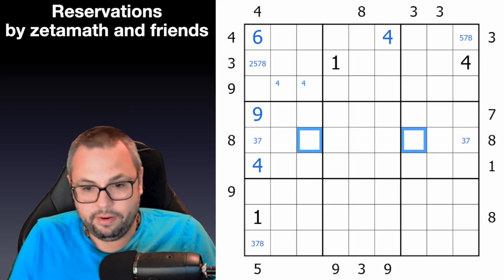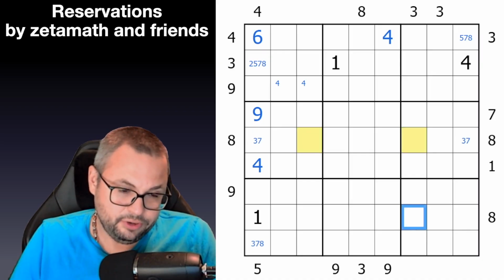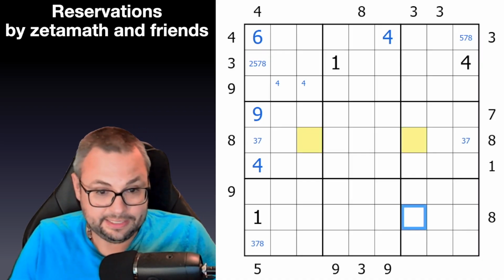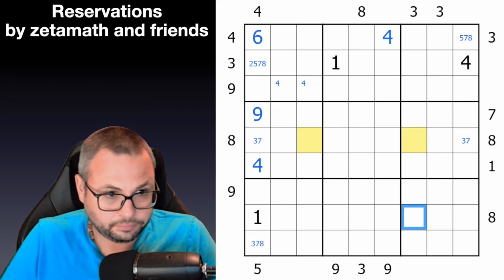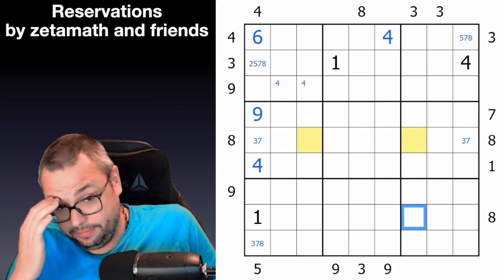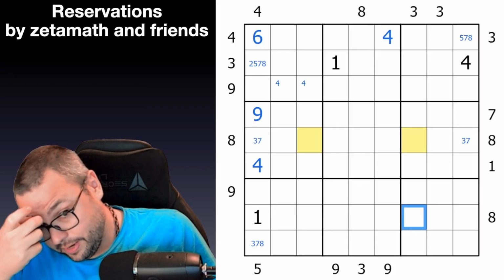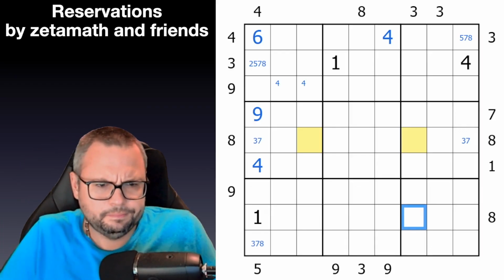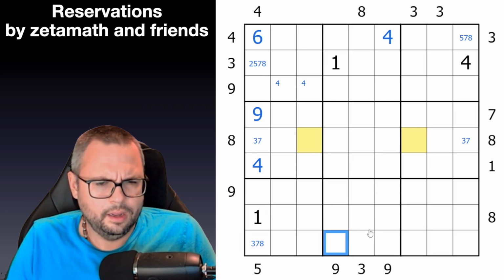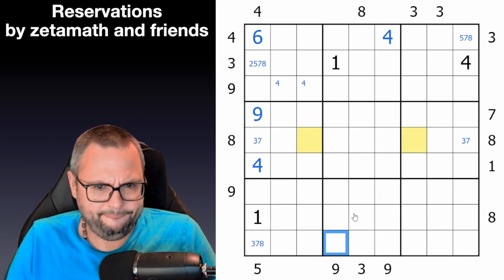Right, so I know one of these two is an 8. I don't know which one as of yet. That will have to depend on my choices in life. Okay.